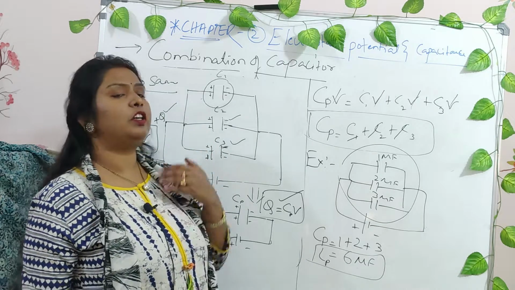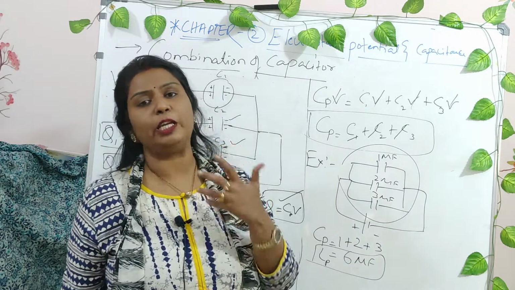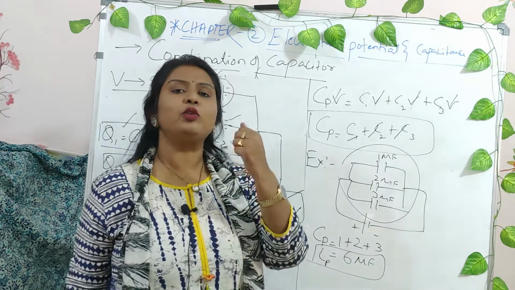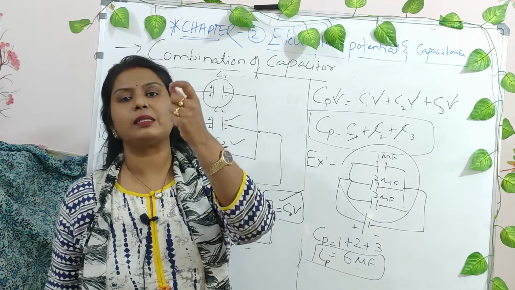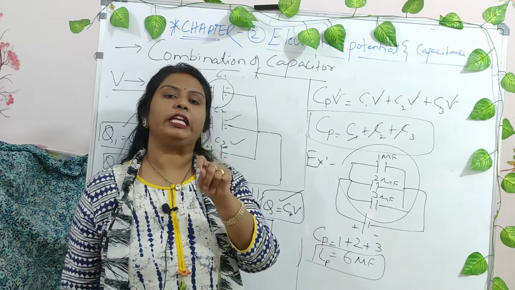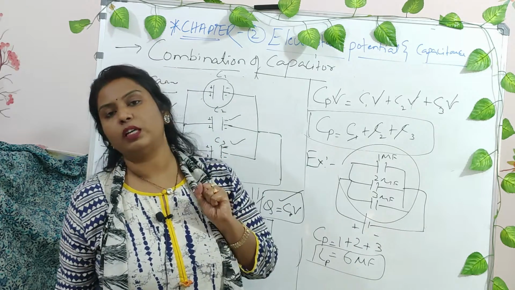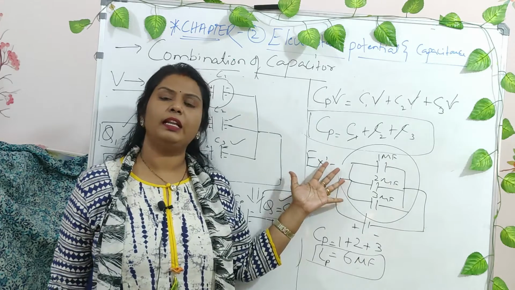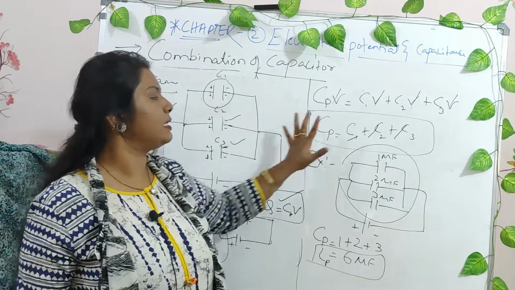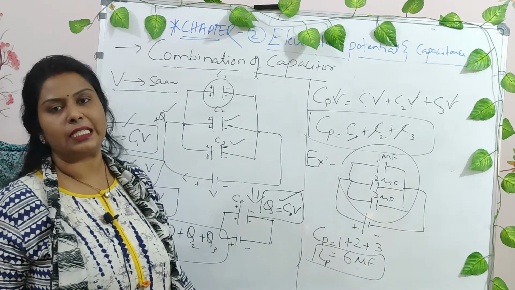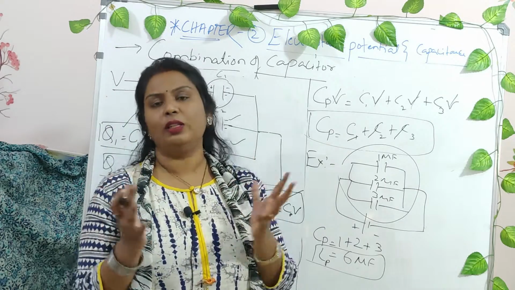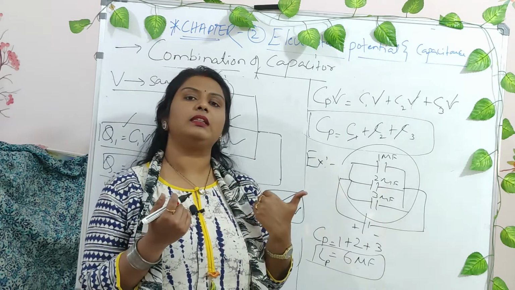And hence, whenever you want a capacitance value to be increased in the circuit, you always connect the capacitors in parallel. Why? Because their effective capacitance is larger than that of the highest value capacitor in the circuit, right? Now this was all about the series and parallel connection of capacitors. Now you just recall all the things that were explained in this class.